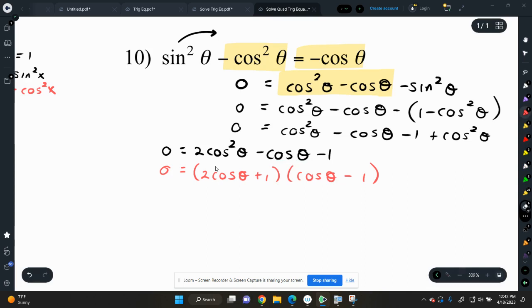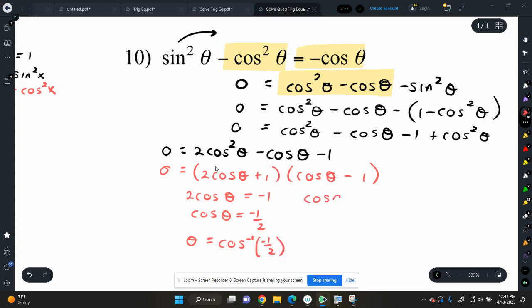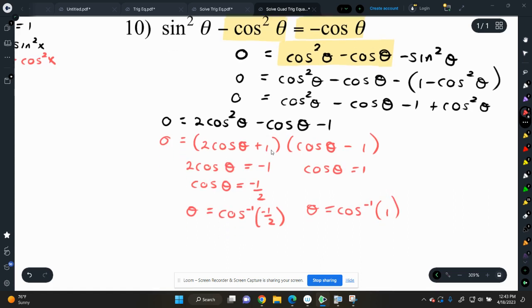Okay, so that means that we have 2 cosine theta equals negative 1. So cosine theta equals negative 1/2, which means theta equals the inverse cosine of negative 1/2. And here we have cosine theta equals 1. So theta equals the inverse cosine of positive 1. Very similar to the other problem.